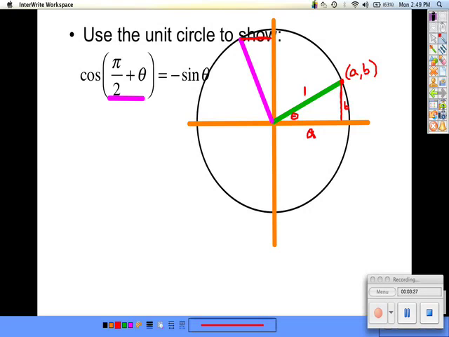So here, that side of the triangle is B, this side is A, and since B is going to the left, this ordered pair up here would be negative B comma A.